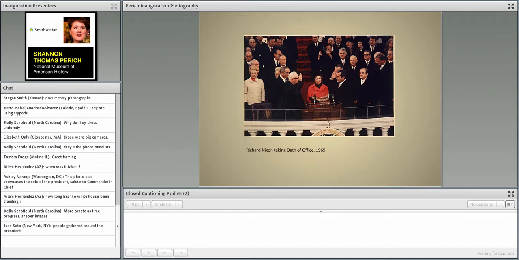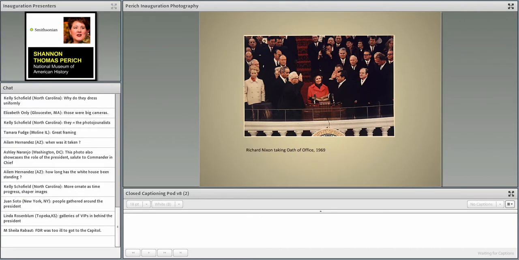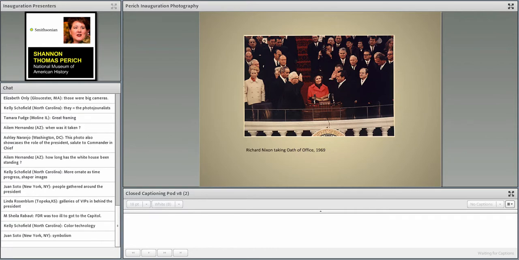And here's Nixon. Now this is the first one that you've seen besides Obama that's been in color. What does color do when you see the image in color? Does it bring more power? Does it make it less interesting? Does it make it more interesting, or is it just different?